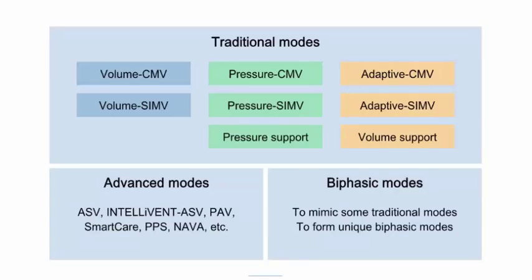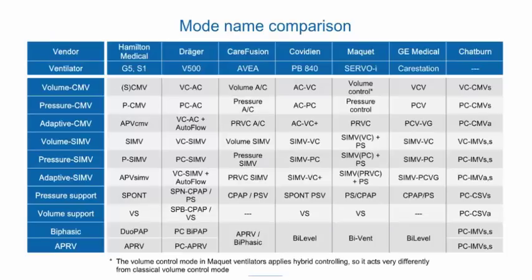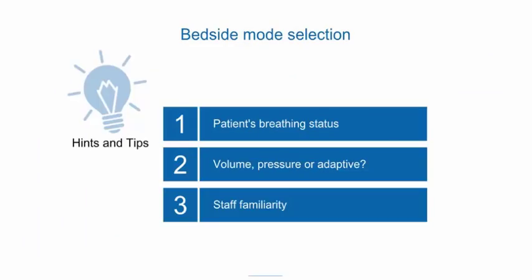Ventilation modes can be roughly classified as traditional modes, advanced modes, and biphasic modes. We have looked closely at the traditional modes, their breath types and sequence, indications and controls. We have also learned about the biphasic mechanism, which can be used to form some traditional modes and biphasic modes. The terminology of ventilation modes is not yet globally standardized. We have provided a table, which tells you how a mode is named in different ventilators. Finally, we have provided a few practical tips for bedside mode selection.